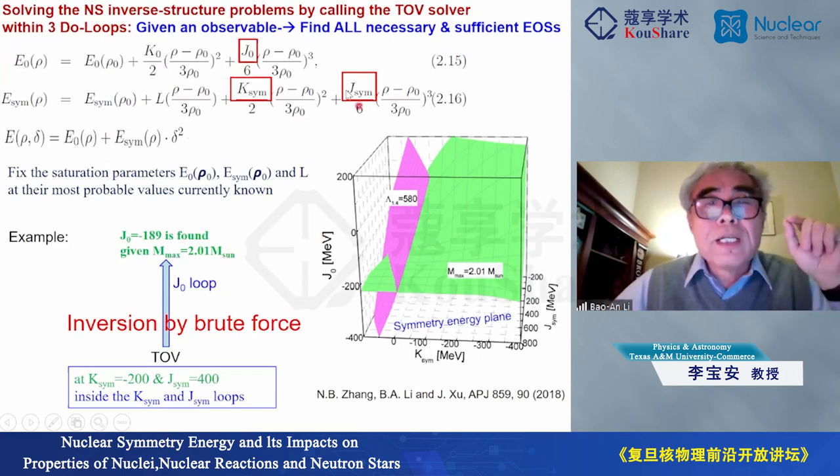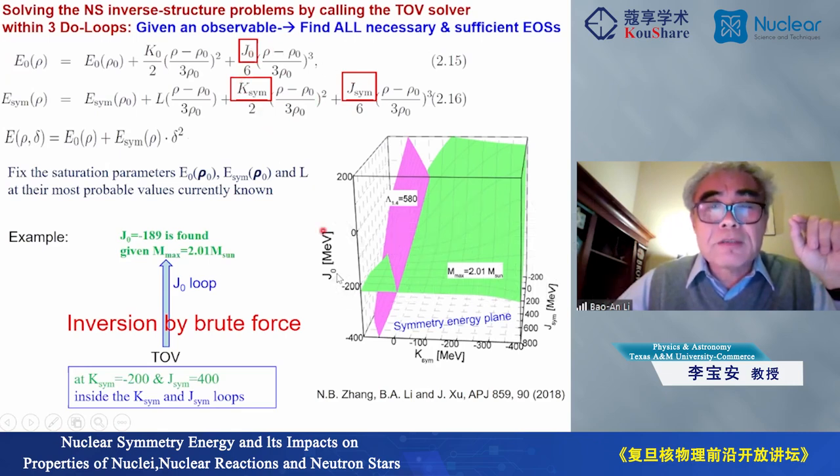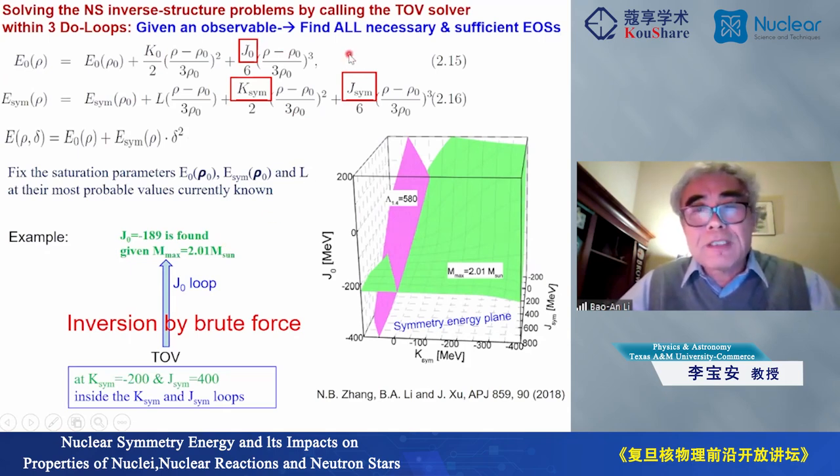We can only work in a three-dimensional high-density equation of state space. Namely, we fix the low-density parameters at their most probable values, and just vary the three high-density parameters. These are J0, K_sym, and J_sym. This is brute force, meaning you do a triple loop over these three parameters. For a given observation, you want to find all the necessary and sufficient parameter sets that can reproduce your observation.